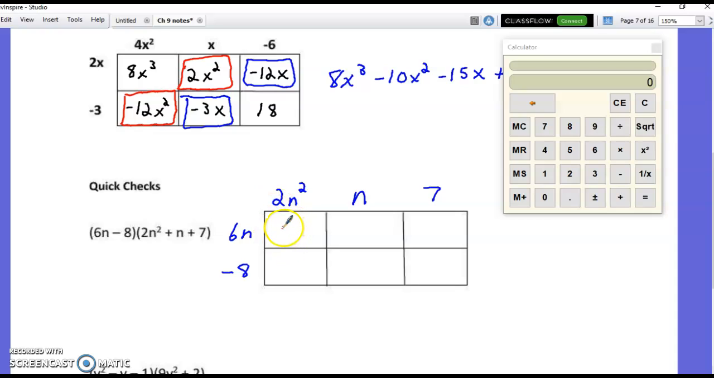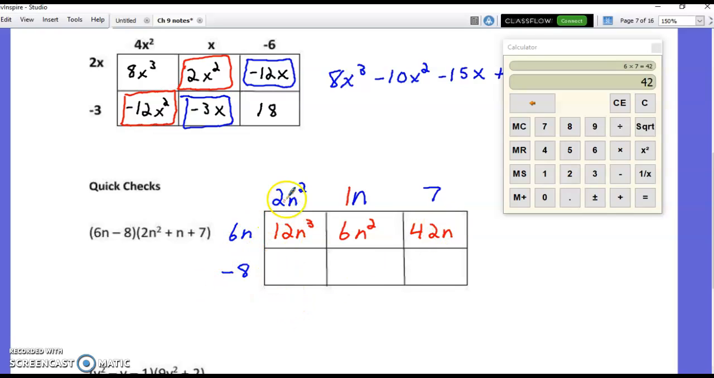6 times 2, that gives us 12. And we have n to the third, because 2 plus n to the first power would be 2 plus 1 is 3. Okay, 6 times n, remember there's an imaginary 1 there, so that would be 6n squared. Okay, then we have 6 times 7. And again, use your calculators. If you're not sure, you can always just hop on your calculator, get 6 times 7, which is 42. So that would be 42, and then have the n, because that n goes with that.